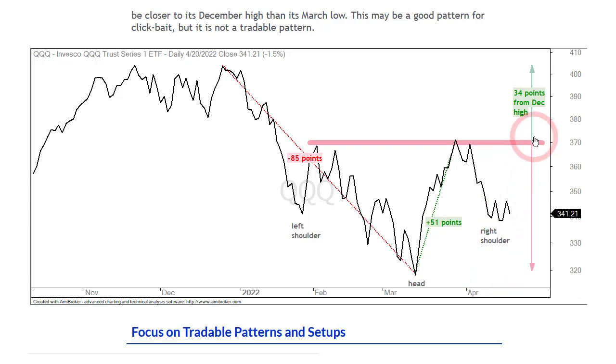The second thing is, it doesn't confirm until you get a break above 370. And when you get above 370, well, you're already closer to the high than you are to the low. So that doesn't make much sense either, and it doesn't look like a tradable pattern. That's the main thing. It's not a tradable pattern, and I think we have to focus on tradable patterns, and that's what I do in the next section when I look at the candlestick chart for QQQ.